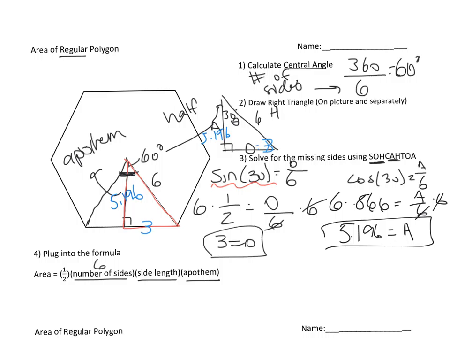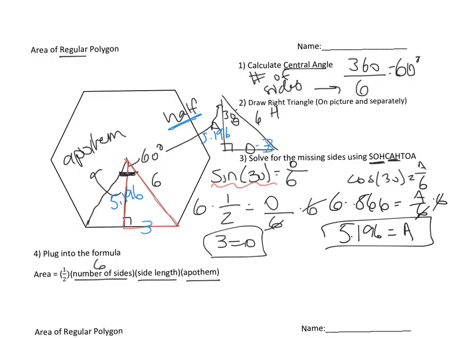We used that central angle to draw a right triangle. But remember, it's going to be half of whatever that central angle is. That's going to be your top angle. Then from there, we use SOHCAHTOA. We used it twice because we had to find the opposite and the adjacent side. And now, last step, plug into the formula.